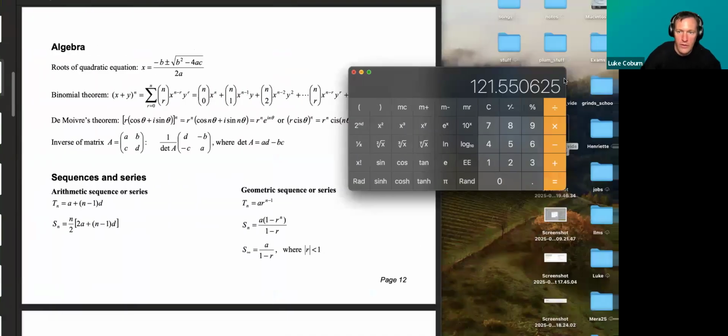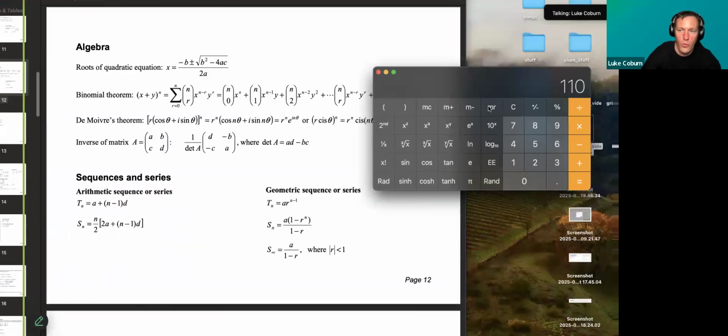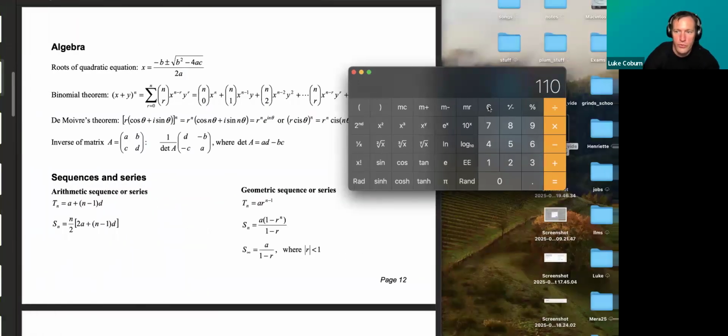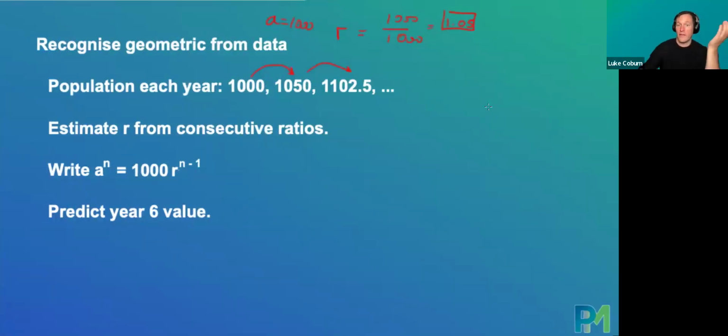And let me just go over here. 1102.5 divided by 1050, and we get 1.05. So we see that's the same. This is multiplying by 1.05, and this is multiplying by 1.05. Okay, so we have the r is equal to 1.05.